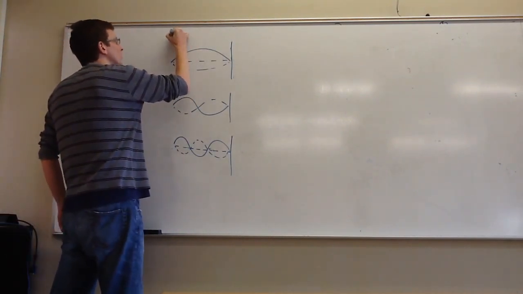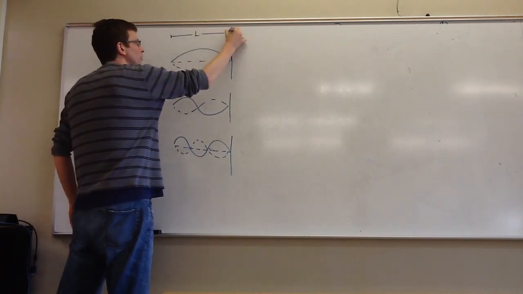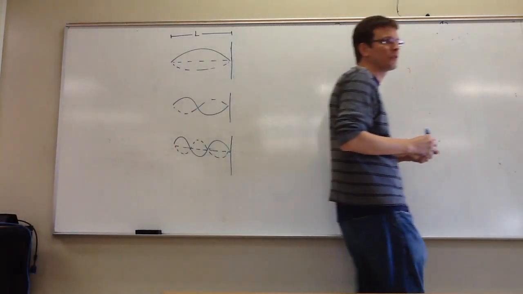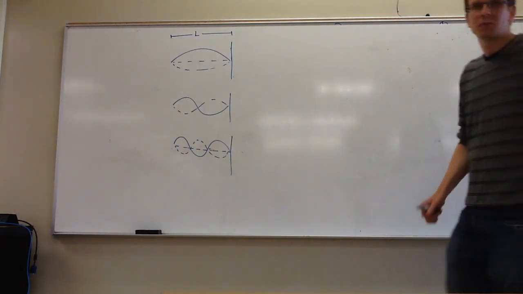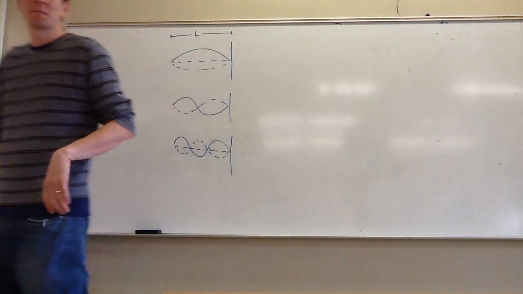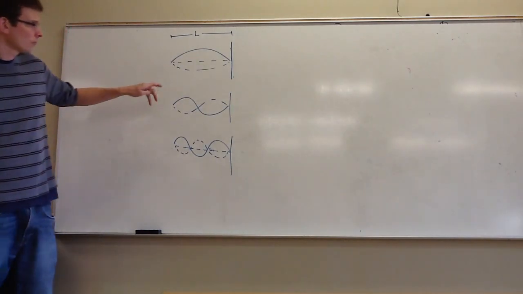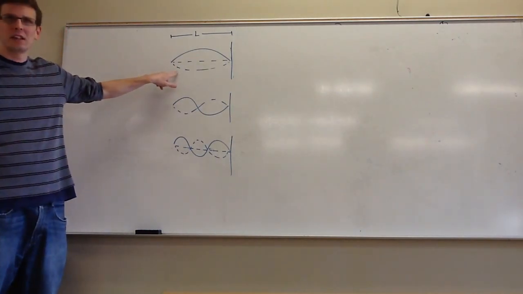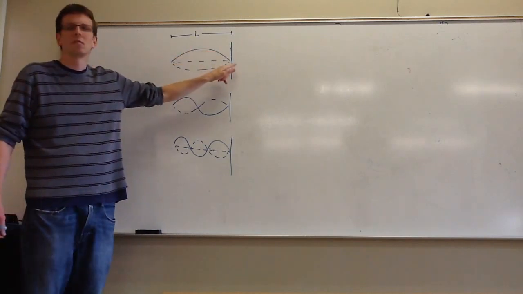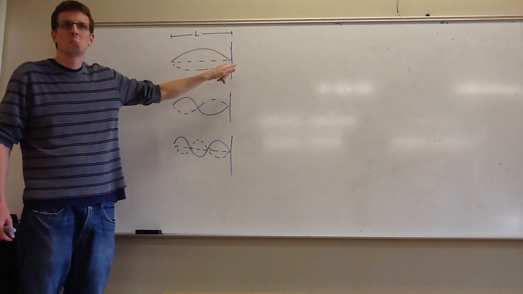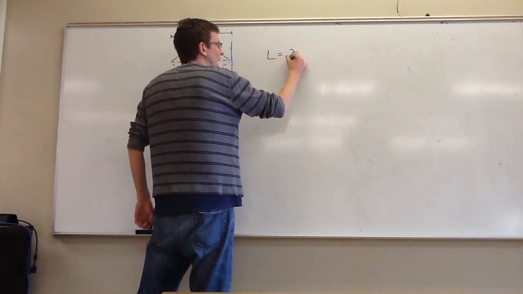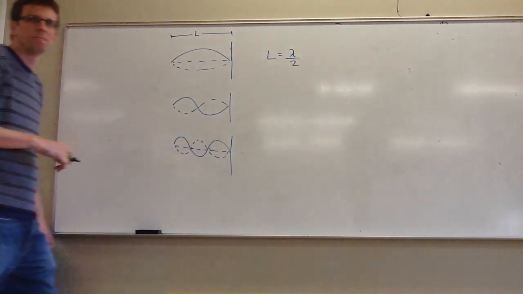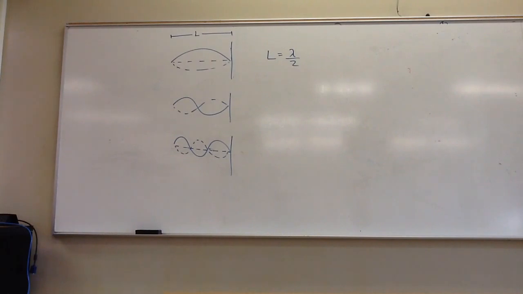And so first, let me try to draw. This is basically the length of the string. Obviously, the string is a little longer because it's bowed, but if we take that they're relatively small amplitude, that's basically the length of the string. How many wavelengths is this? Half? Half a wavelength, that's right. So in the length of the string, we fit half a wavelength.